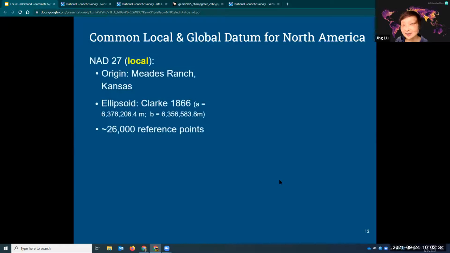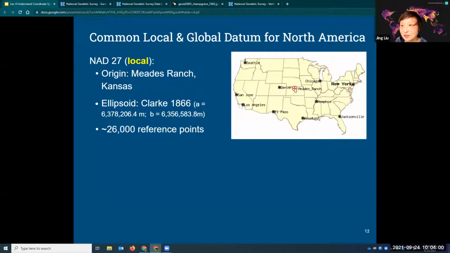Okay, so here, local datum. In the US in the 1960s and 70s, in our old version of the geologic map, which you can download from USGS, they actually used a datum called North America Datum, the 1927 version. It's a local datum, and the origin is the geographic center of the lower 48 states, in Kansas. And this is the measurement of a and b, the semi-major axis and the semi-minor axis. You have this many reference points across the US, just to fit the US.